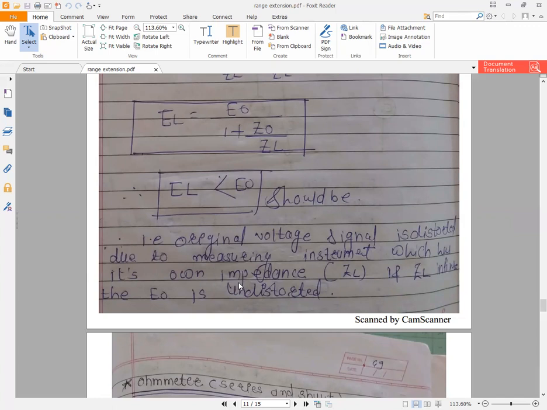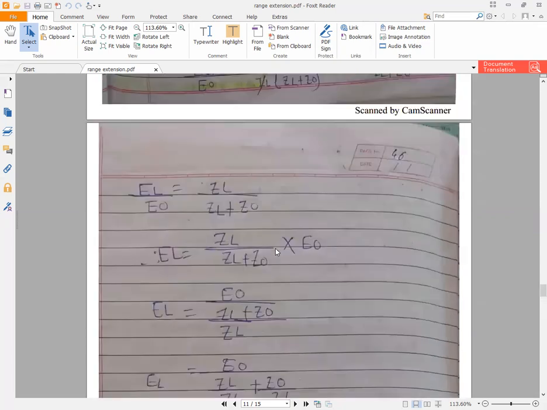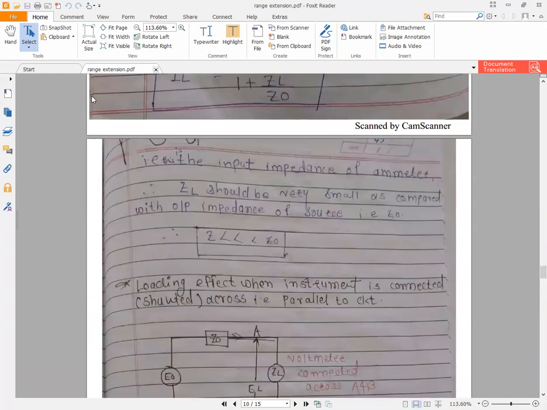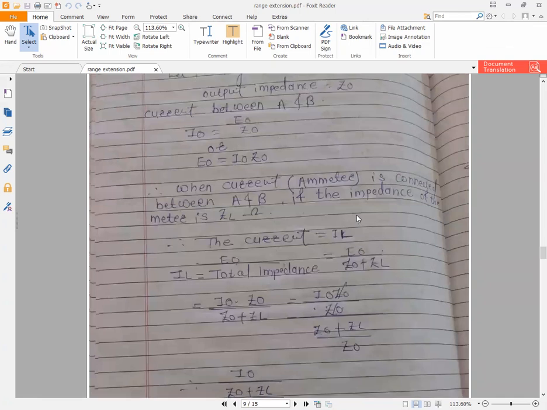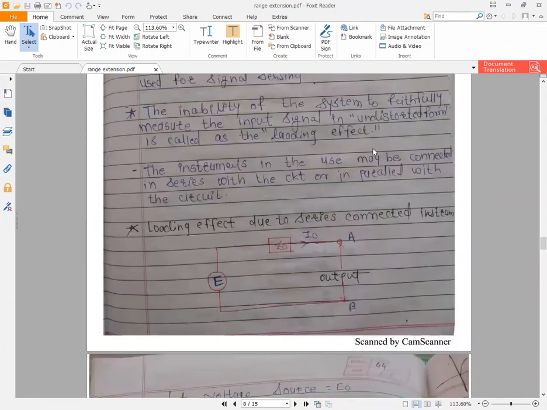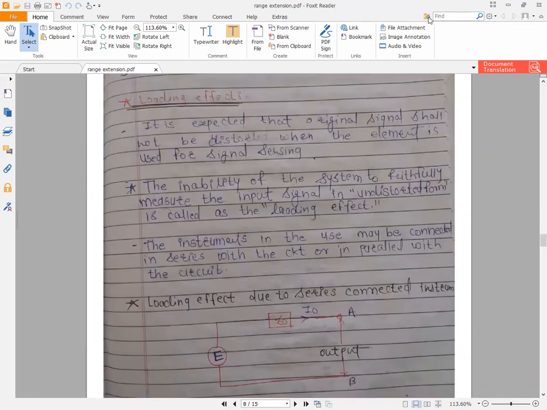So the original voltage signal is distorted due to the measuring instrument, which has its own impedance. But if ZL is infinite, E0 will not get distorted. So this is our loading effect in series and in parallel. When the instrument is connected in series or in parallel, the circuit behavior changes. Okay, thank you.